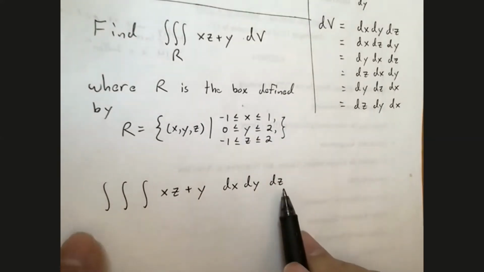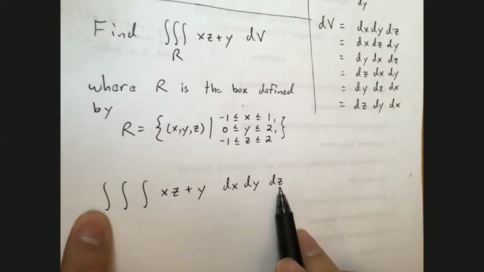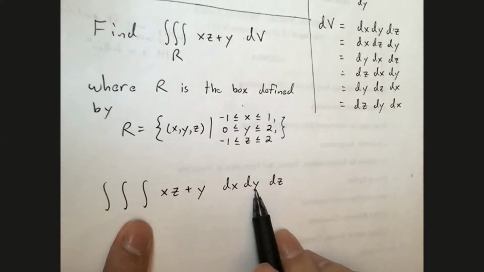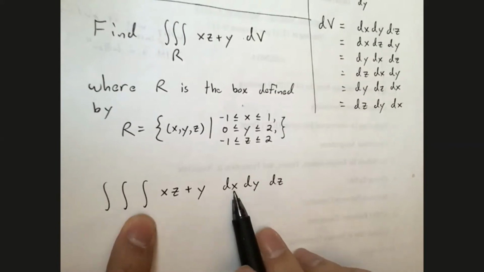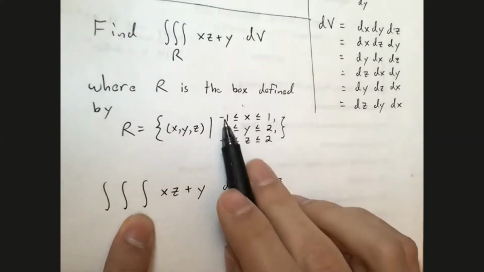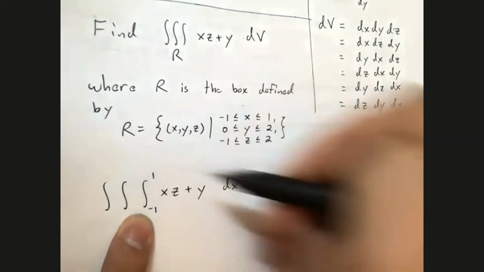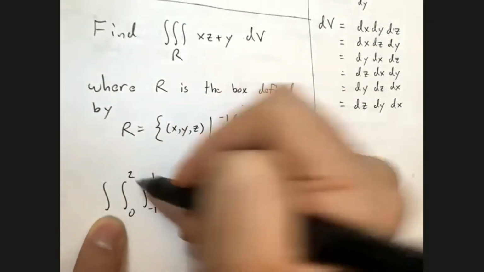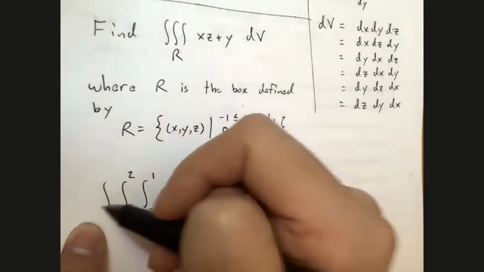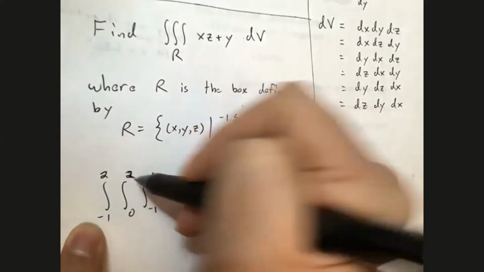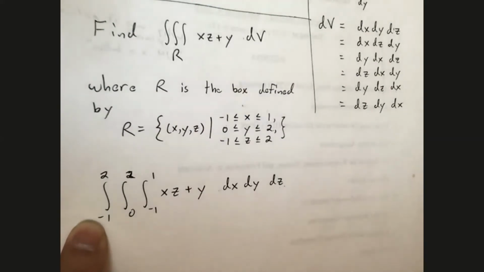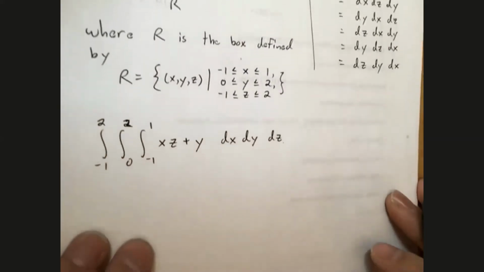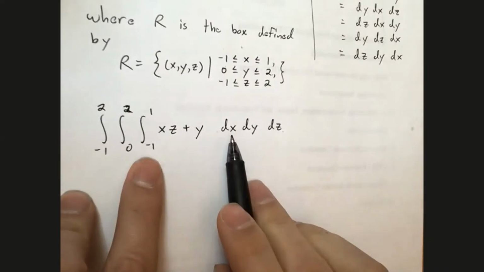So what I'm thinking of is that for each fixed z, I'm going to integrate with respect to x and y. And for that integral, for each fixed y and z, I'm going to integrate with respect to x. So I'm thinking about what x ranges from. Well, x goes from -1 to 1. Okay? Y goes from 0 to 2. And z goes from -1 to 2. Okay? So the first integral is the x integral.